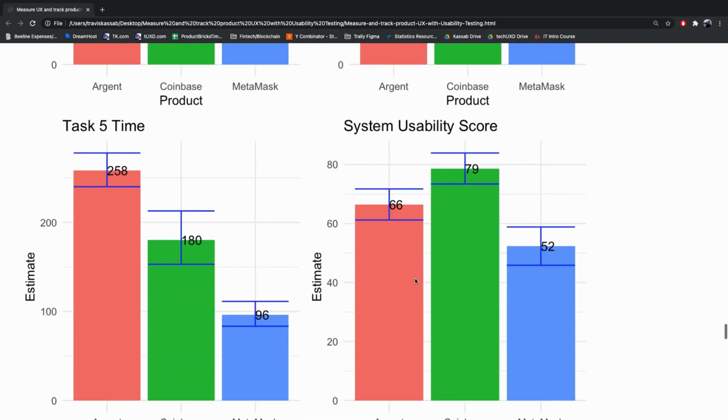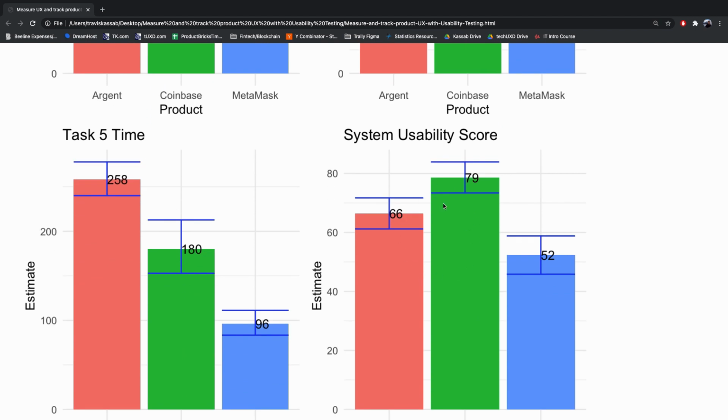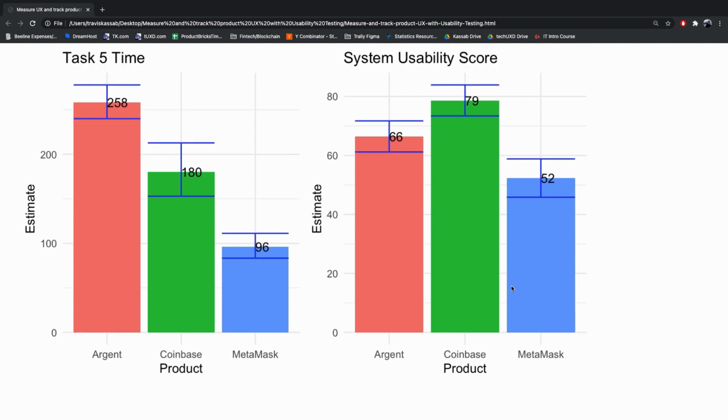And then this sixth visualization here is the SUS score. And these really don't look like they're overlapping at all. But again, we want to be rigorous in our approach to this, and instead of eyeballing it, we apply stat testing to determine if there is significance.